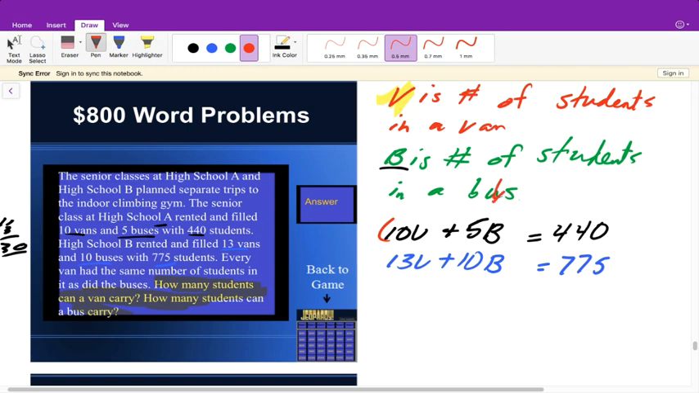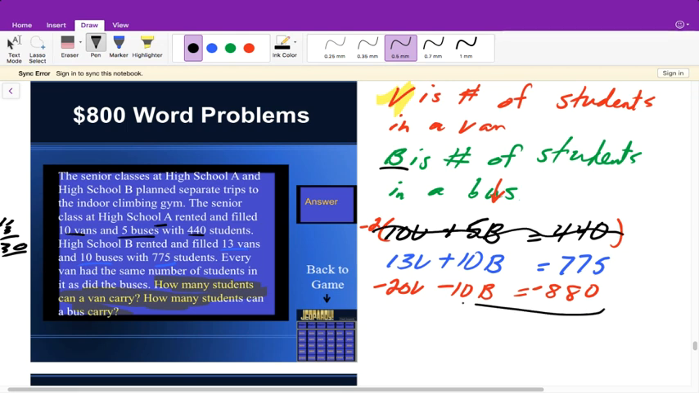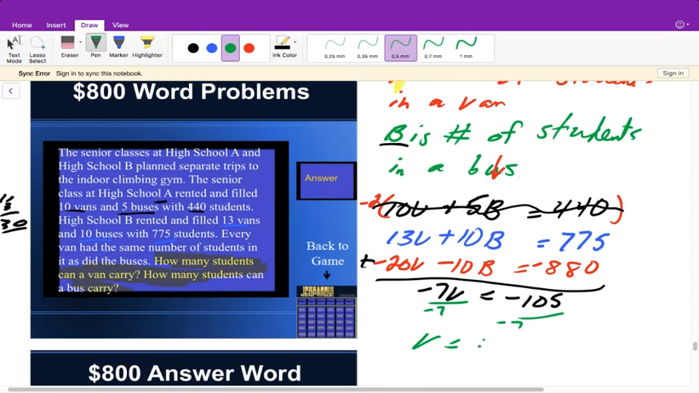This, I'm going to eliminate my B's. And to do that, I'm going to multiply this by -2. This will give me -20V minus 10B is equal to -880. Now that we have the same coefficient but opposite signs, we can add down. This gives me -7V is equal to -105. So I divide each one by -7, and V is then equal to 15.